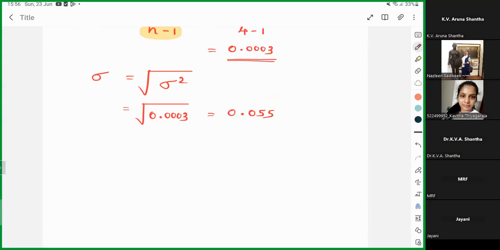So I got 0.017. Yes. Is that correct? Yes, sir. You can make it as a percentage: 1.7%. Standard deviation. Right. So the variability of rate of return is 1.7%.